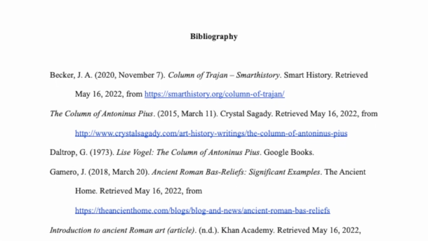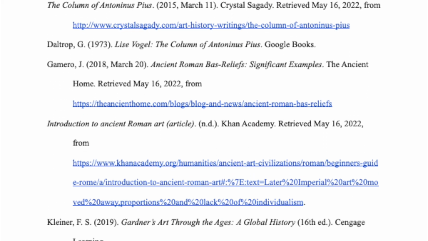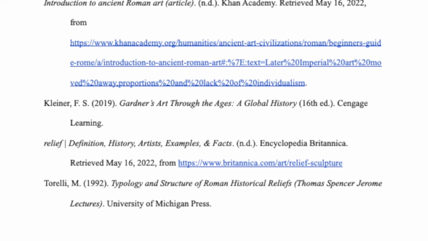As I was researching these reliefs, the more I read, the more interested I got in the subject, and I'm happy to share.